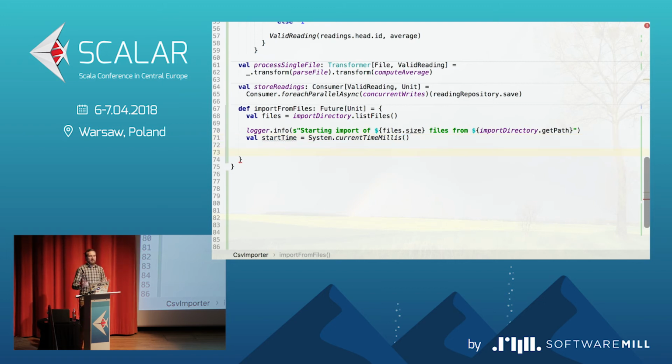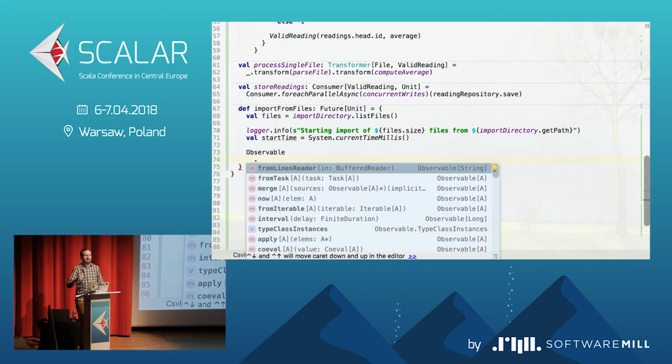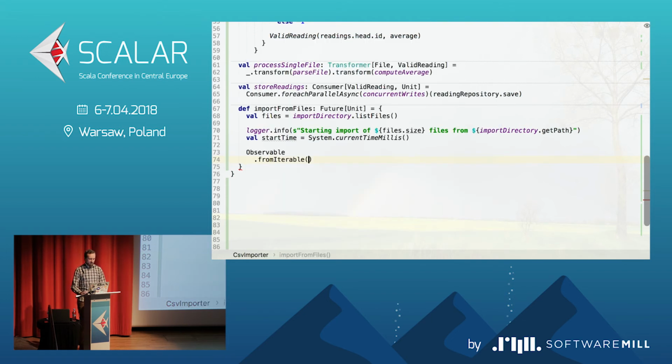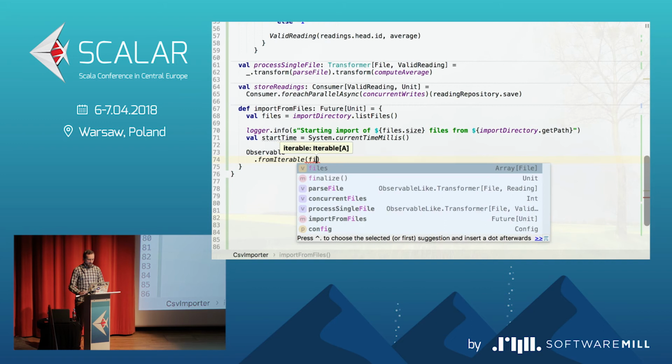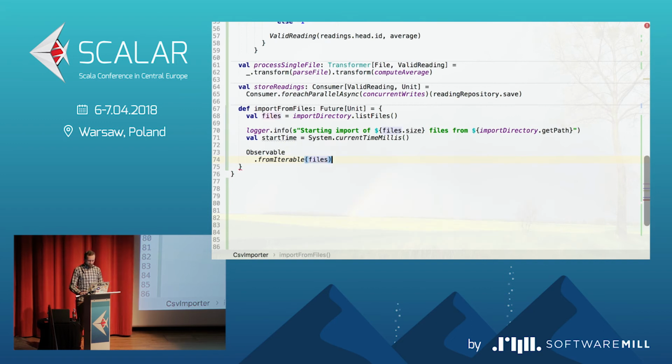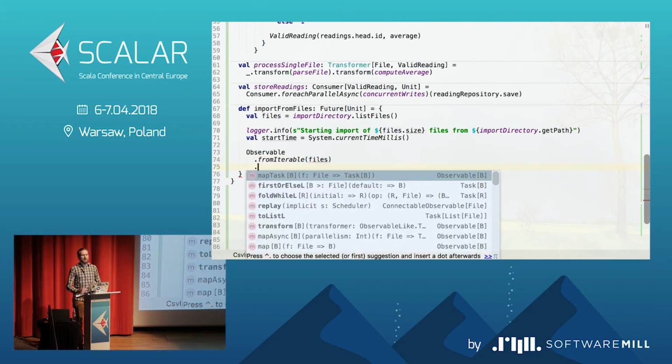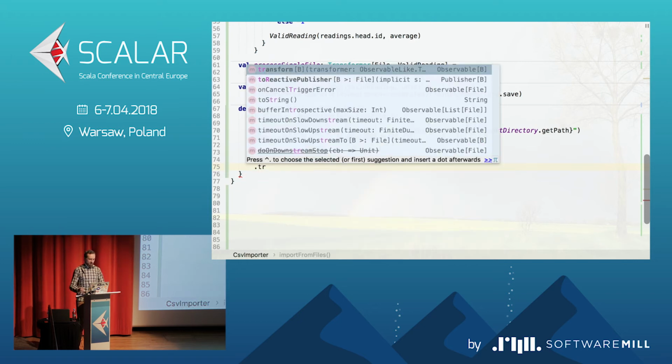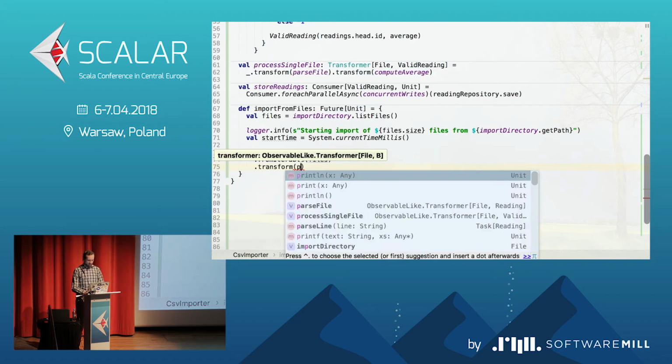And now we're starting to assemble our entire pipeline. We need to start with a source observable. Our starting point is a collection of files, so we're using observable from iterable and just pass files here. Then we want to use our transformer, the one that combines the two others. So we're now going to use the process single file transformer with the transform method on the observable.